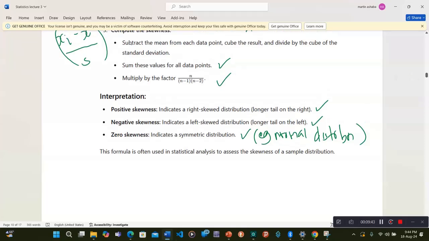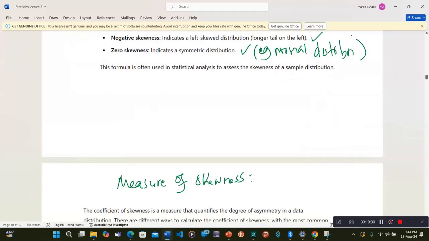Now the interpretation is that when you have a positive skewness, then you have a right skewed distribution. When it is negative skewness, you have a left skewed distribution. When it is zero skewness, then you have a symmetrical distribution, and this would reduce to a normal distribution.